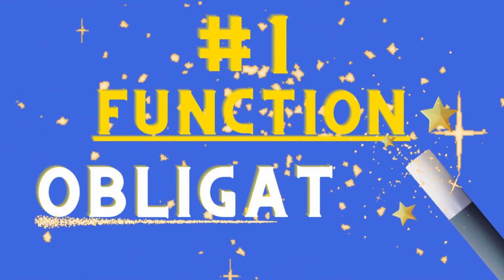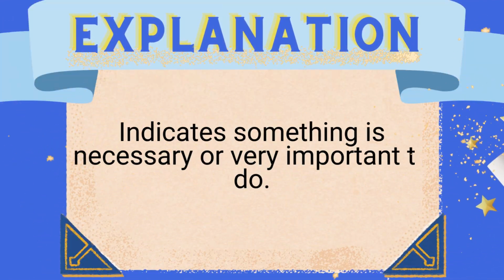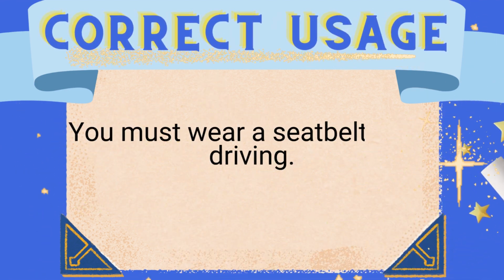First, we have must used for obligation. This is when something is necessary or very important to do. For example, you must stop at a red light. You must wear a seatbelt while driving.